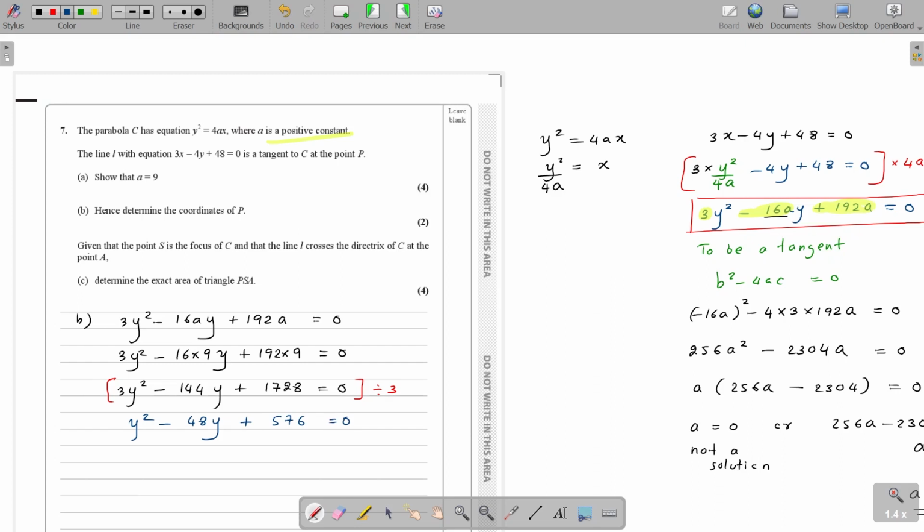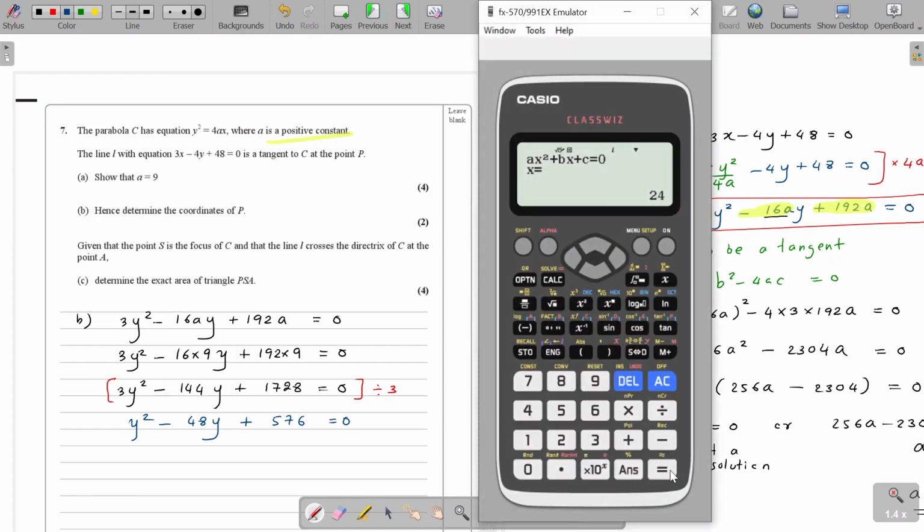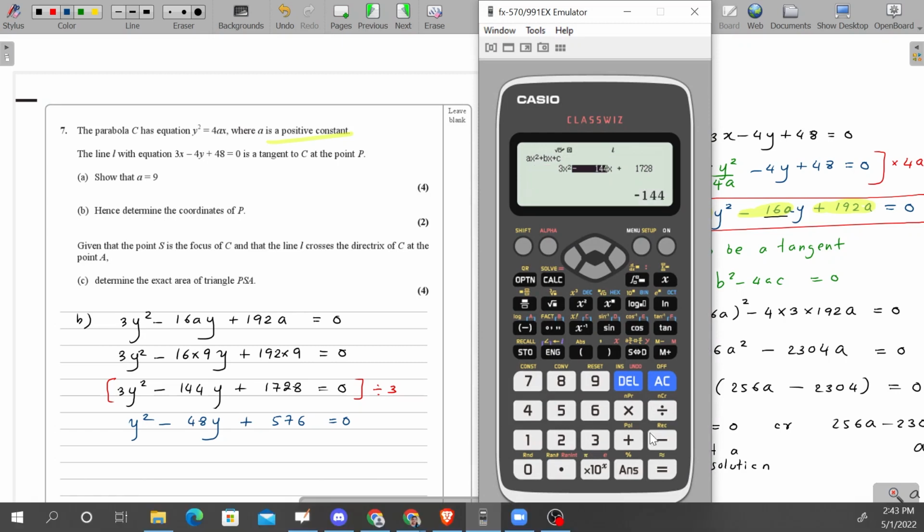Even though the coefficients will change, it's a multiple, so the answer should not change. 3 minus 144, 576 gives me the same answer. Sorry, this is y square, 1y square, right? 1 minus 48, I had not given it correctly, minus 48, this one is 576. Now I gave it correctly, right? Minus 48, yeah, I gave it correctly. So I get the same answer.